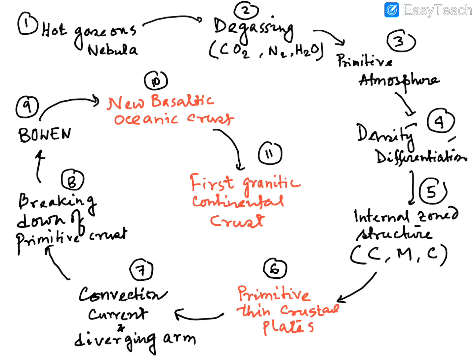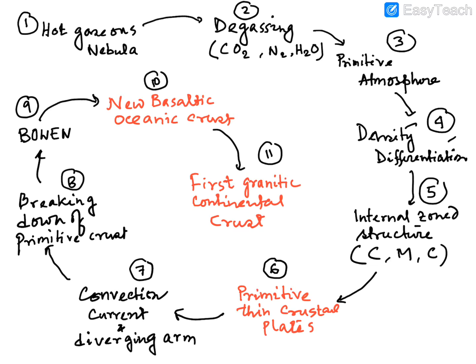And as soon as the crust or the primitive crust developed, scientists believe that those primitive crusts were very thin and were divided into plates. But the idea of plate in plate tectonics is completely different from the primitive plates that developed millions and billions of years ago through the cooling of the Earth.